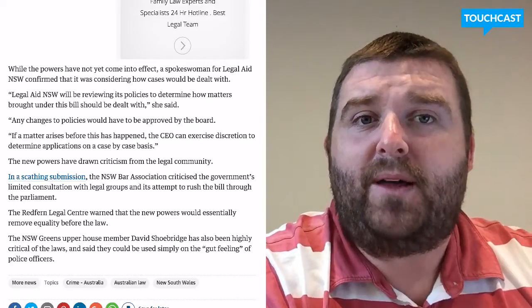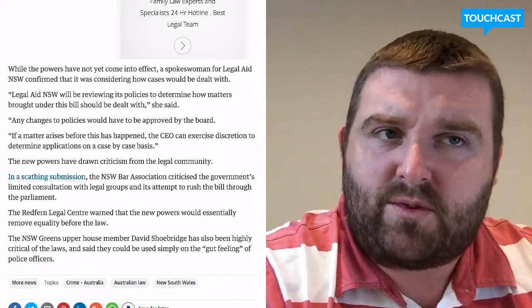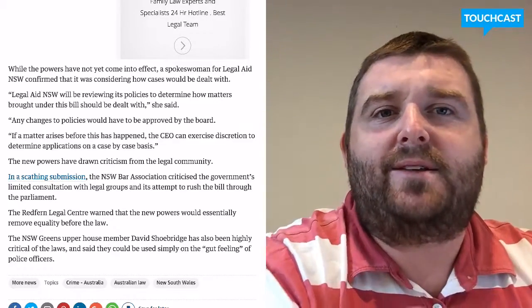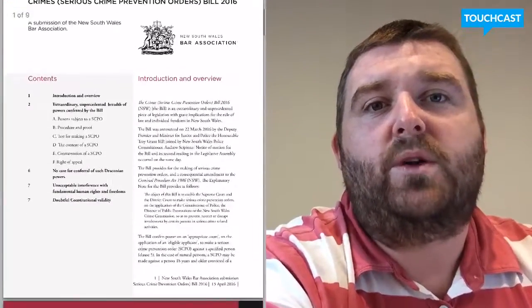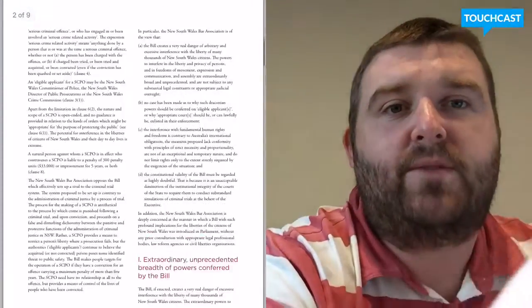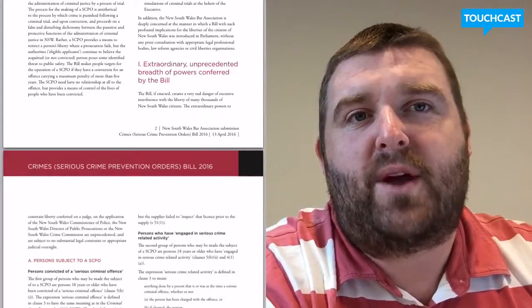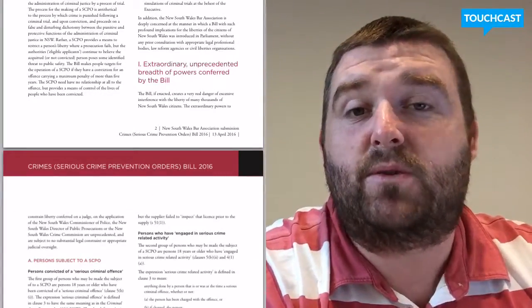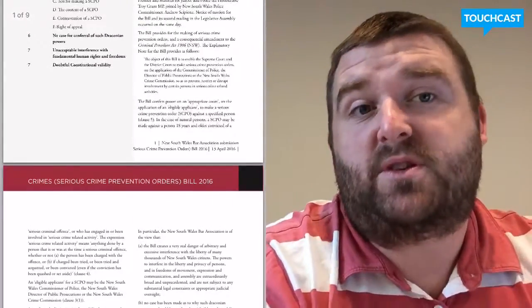Okay, remember, if that's an interesting article for you, write down some of that information, think through the themes, create a little summary, and don't be afraid to click on the link. There's the submission from the Bar Association with all of their issues. That's a fantastic way of quickly having a read through and seeing, maybe even just looking at the summaries, extraordinary, unprecedented breadth of powers conferred by the bill. So these are all the issues that the New South Wales Bar Association has with this crime bill.